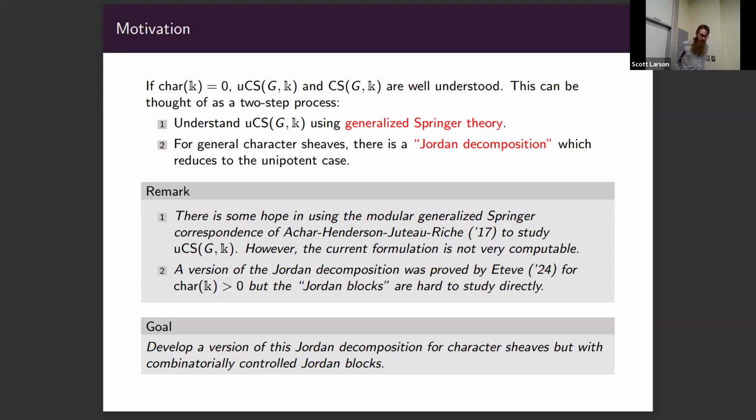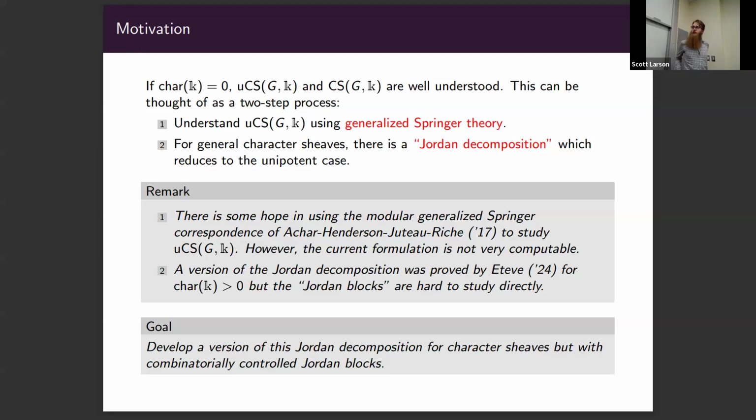The goal today will be to present a version of this Jordan decomposition that's done in a sort of clever way. And I'll say that a version of this already exists in the literature. Arnaud Eteve, last year, put out a version of this for positive characteristic that is quite nice. It incorporates Frobenius and is able to answer some nice questions.